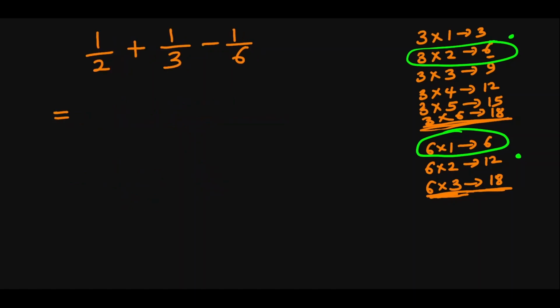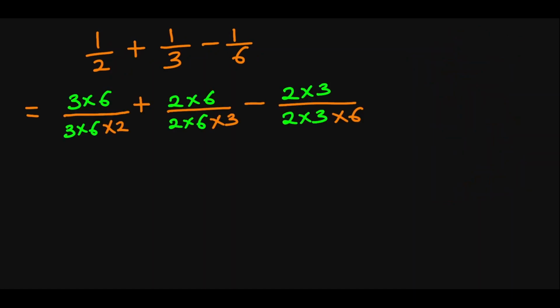We multiply up and down of every fraction by the denominators of the other 2 fractions. So it will give us this. As you can see, we multiplied 1 over 2 by 3 times 6 up and down. We multiplied 1 over 3 by 2 times 6 up and down. And we multiplied 1 over 6 by 2 times 3 up and down. If we simplify further, we will get this.